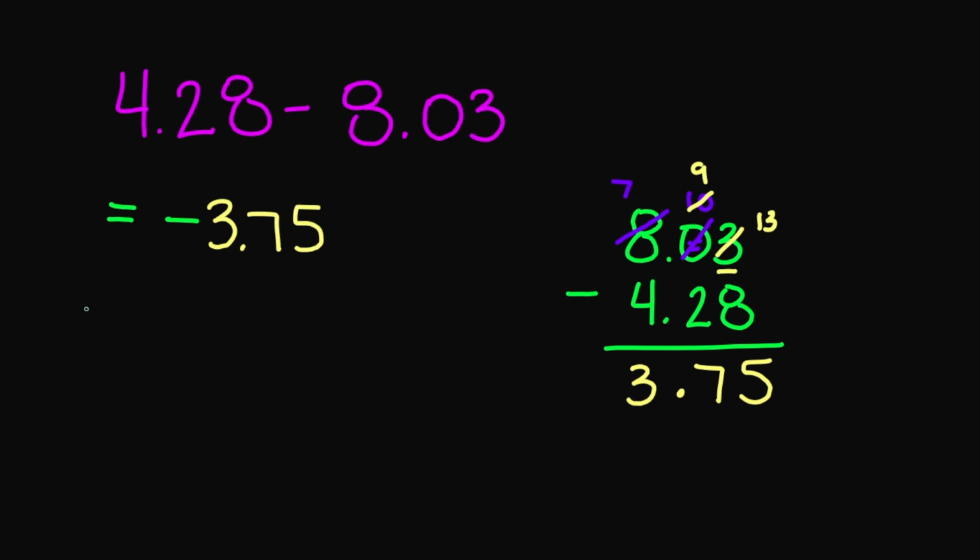Okay, and remember guys, the mathematical concept for this is if you have, let's say 5 minus 2, we know this is going to give me a positive 3, right? You have 5, you subtract 2, that's 3. But if you subtract 2 minus 5, you're going to get the same answer except it's negative 3, right? So we're doing the same concept.